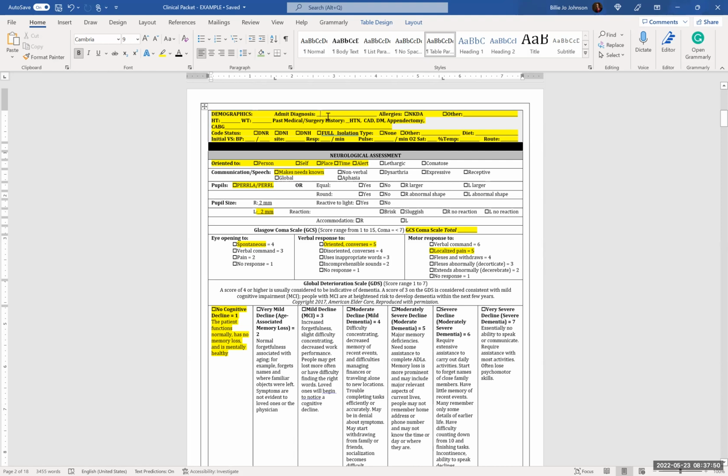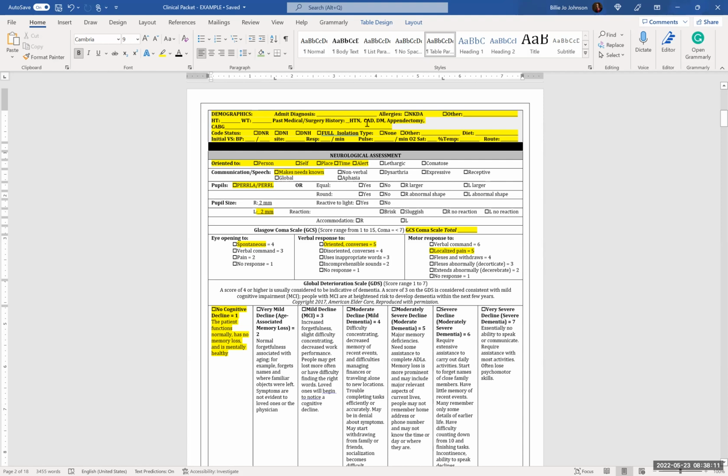You can find that in the electronic charts. If you are somewhere that still has paper charts, you should be able to find it there. You can look at history and physical notes by the admitting doctors. You should be able to find those. What are their allergies? Do they have allergies, or are there no known drug allergies? Height and weight, very important here.